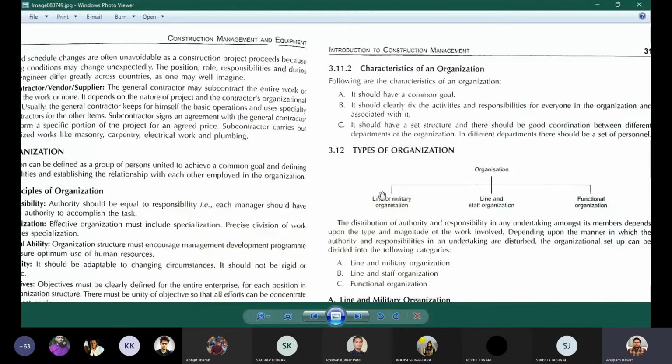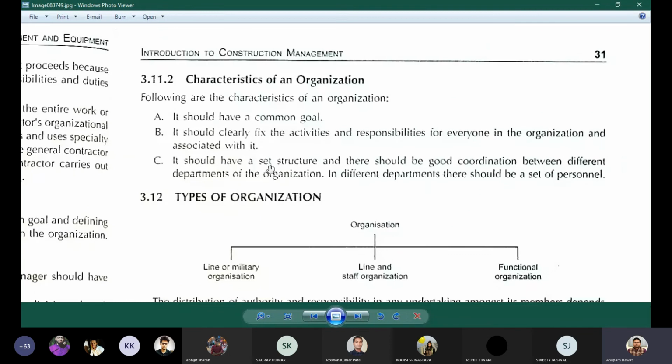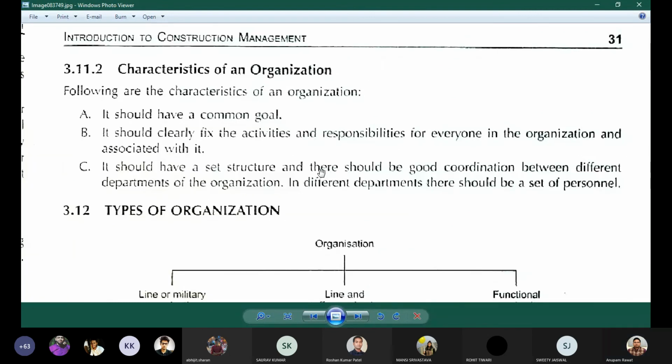Then after that, the characteristics of the organization. These characteristics also match the properties of the organization. It should have a common goal. It should clearly fix the activities and responsibilities for everyone in the organization, and it should have a set structure. There should be good coordination between different departments in the organization. In different departments there should be a set of personnel.